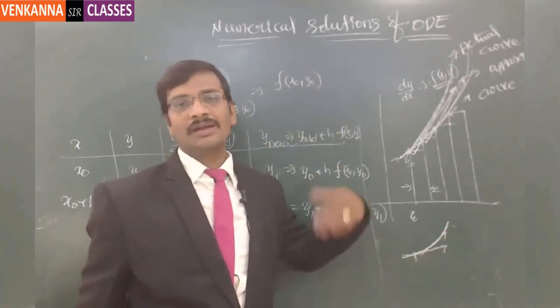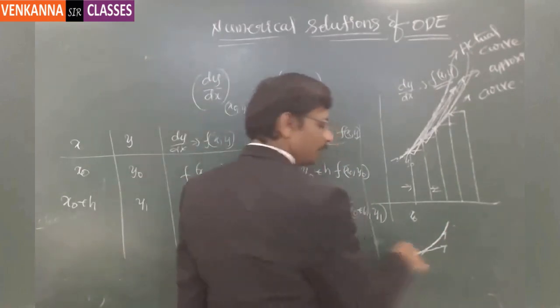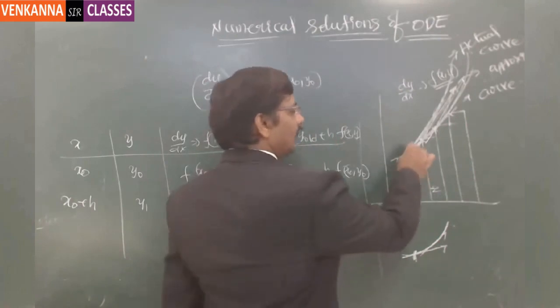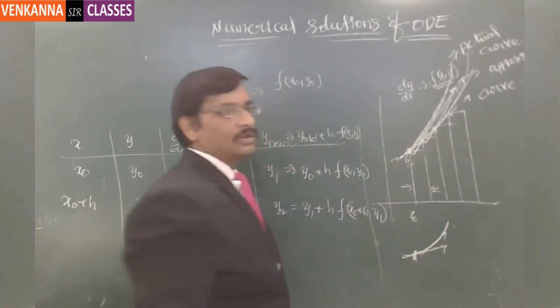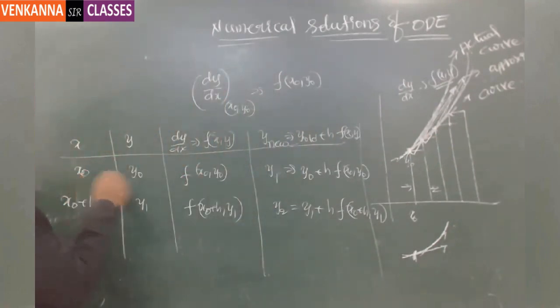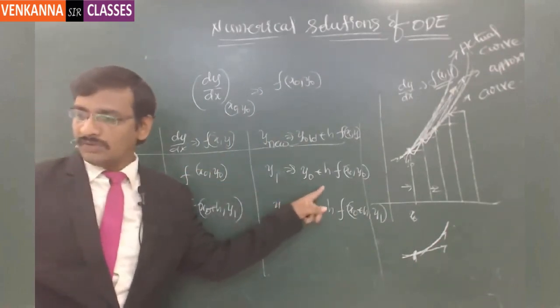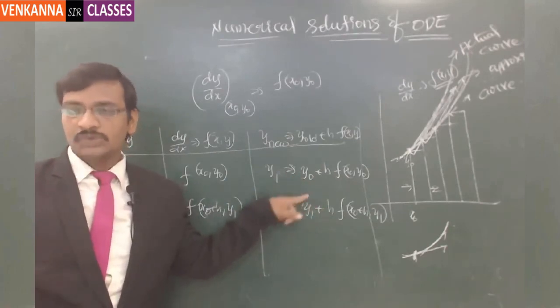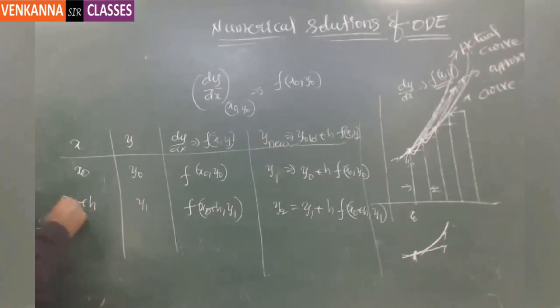So the corrected Euler's method is this: you take the slope at the initial point, and then you take the slope at the next point also after calculating the first iteration. That is, you have considered x naught and y naught, and you have calculated f of x naught and y naught, which is nothing but the slope, and then you have calculated the y1 value. Now once you calculate the y1 value, don't go to the next value.